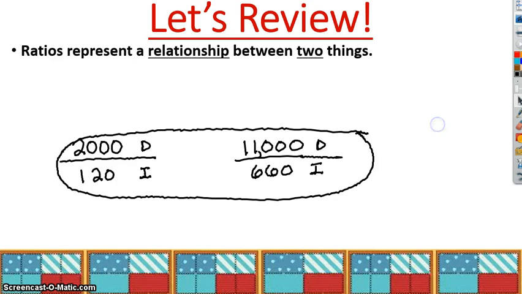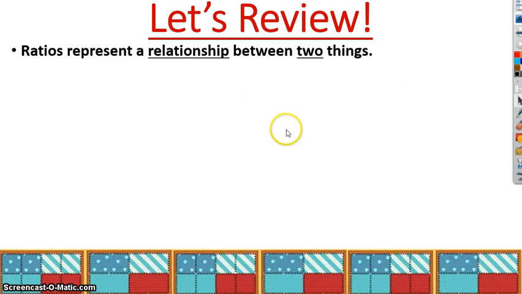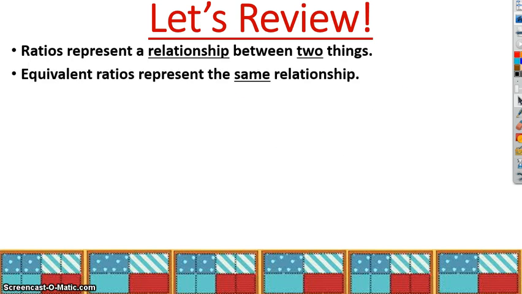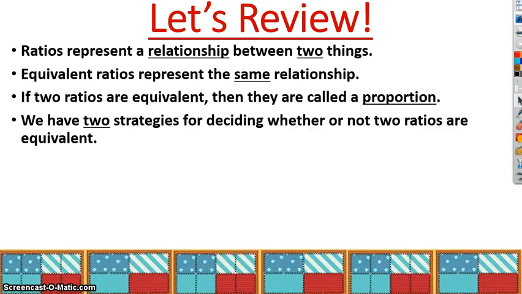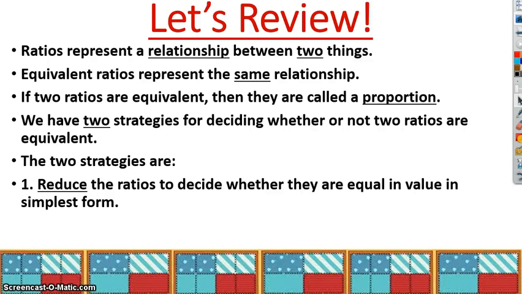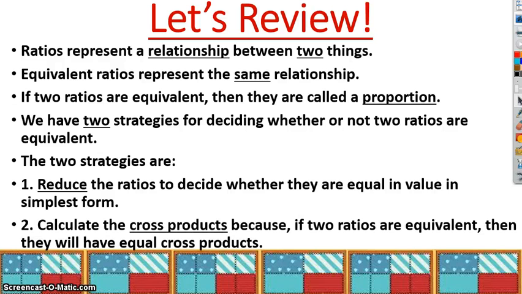So we're going to review. Ratios represent a relationship between two things. Equivalent ratios represent the same relationship. And when two ratios are equivalent, they are called a proportion. We have two strategies for deciding whether two ratios are equivalent or not. We could reduce the ratios to determine whether they have equal values in simplest form, or we can calculate the cross products, because if two ratios are equivalent, then they will have equal cross products.